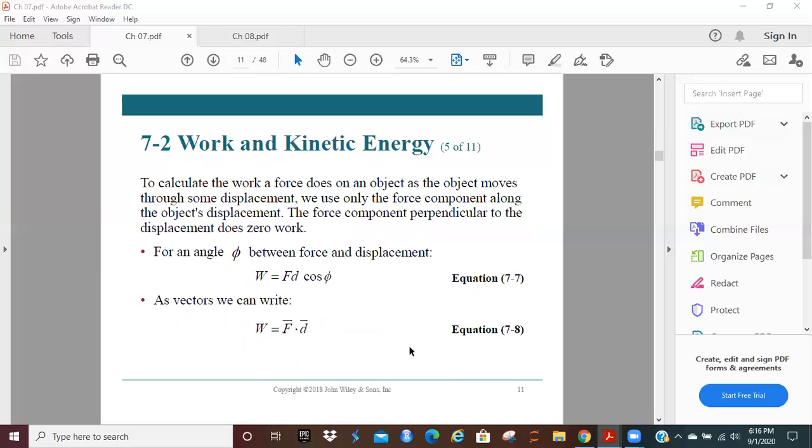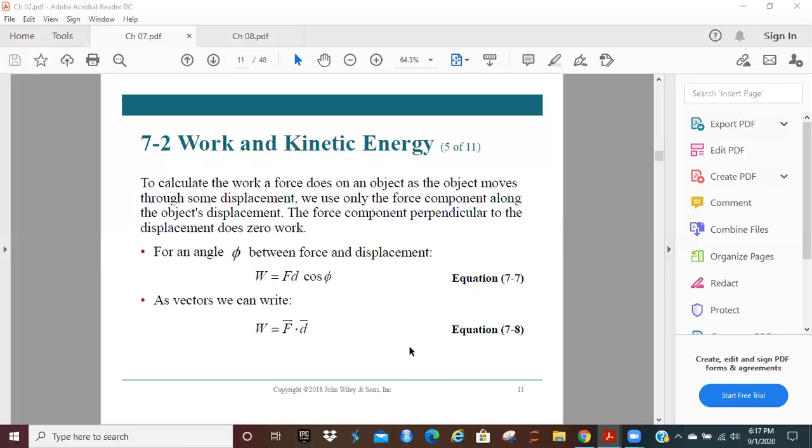So to calculate the work that a force does on an object as the object moves through some displacement, we use only the force component along the object's displacement. So the force component perpendicular to displacement does 0 work. So in other words, if you have something orthogonal to the direction that an object begins to move, that is not considered to be doing any work.